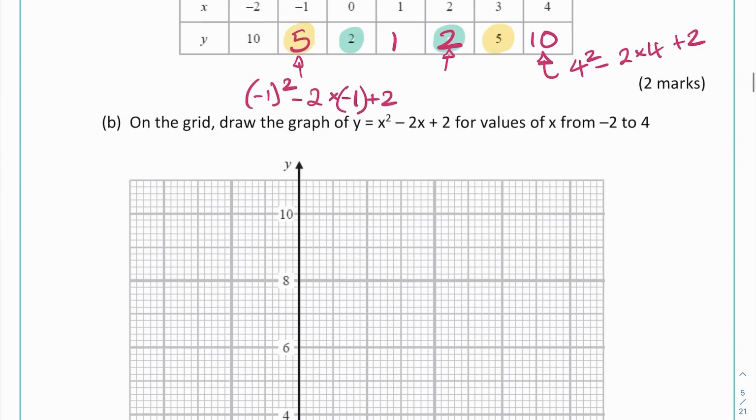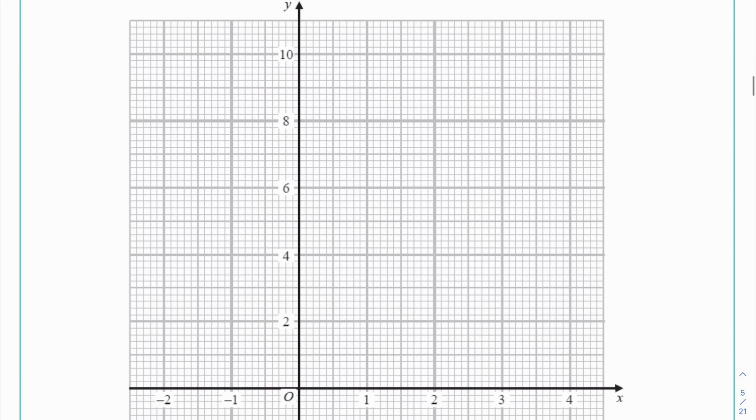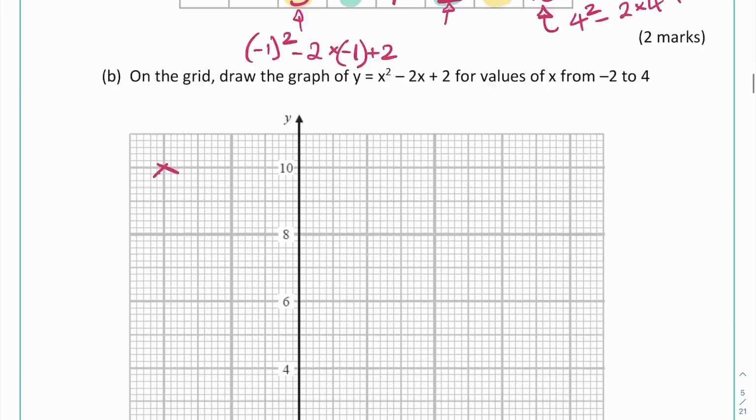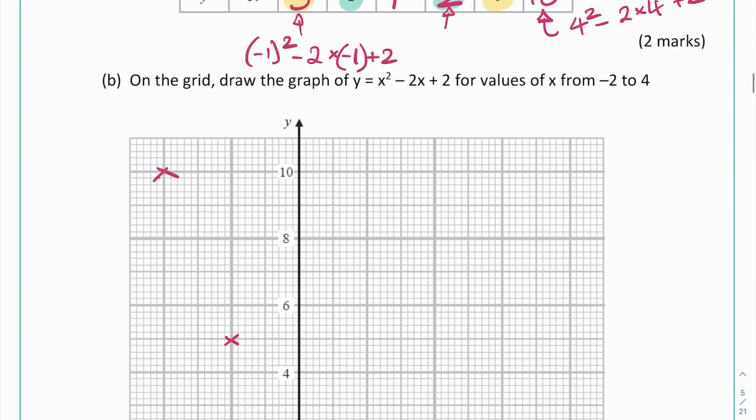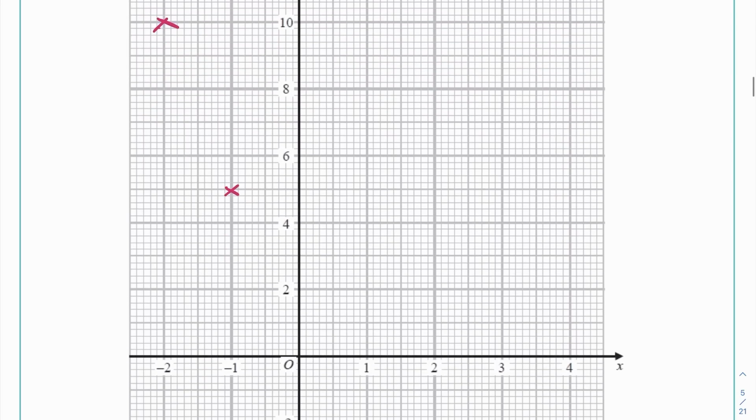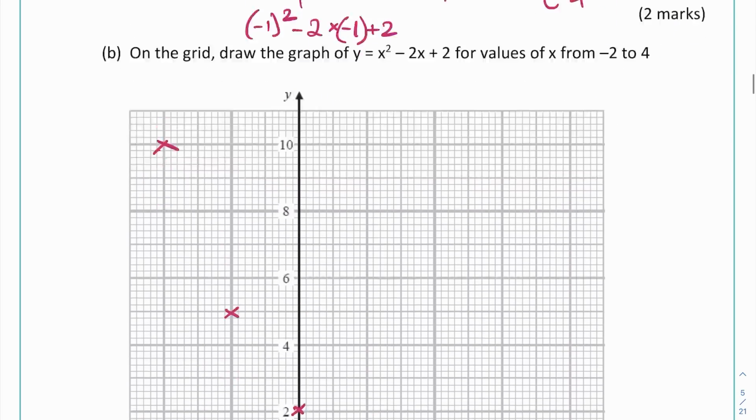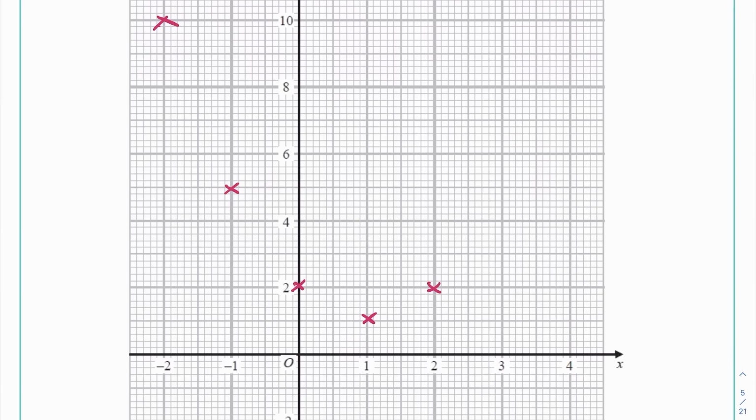From here we just need to plot the points. So -2 goes up to 10. We've got -1 that goes up to 5, 0 to 2, 1 to 1, 2 to 2, 3 to 5, and 4 went to 10. Now that makes a nice U shape.